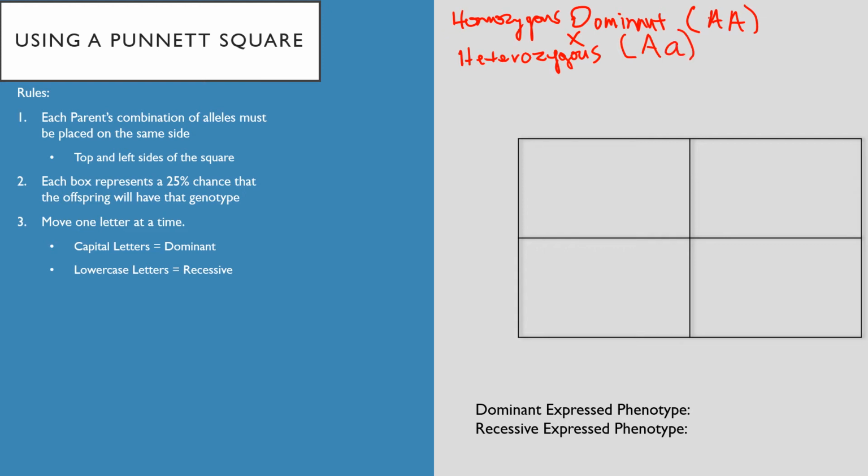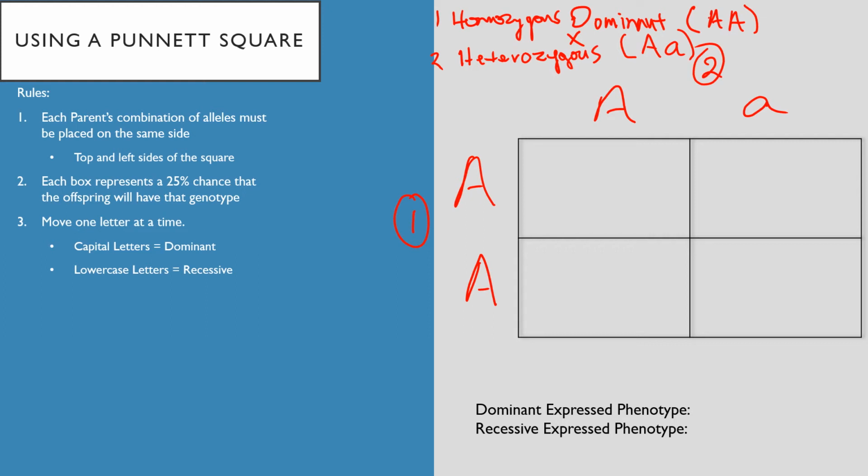So rule number 1, each parent's combination of alleles must be placed on the same side. It doesn't matter what parent I put where, as long as I keep them the same. So this is going to be parent 1, this is going to be parent 2. I'm going to go ahead and label those as 1 and 2. So I'm going to put parent 1, capital A, capital A. So there's parent 1, my homozygous dominant. Heterozygous, parent 2, capital A, lowercase a.